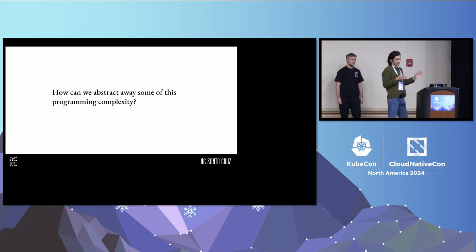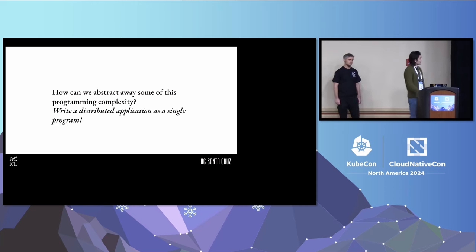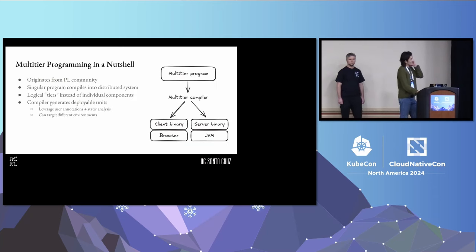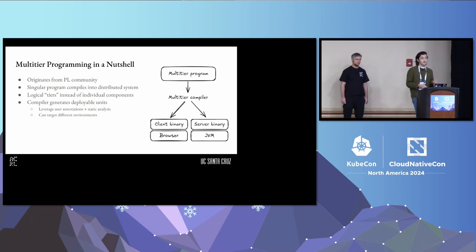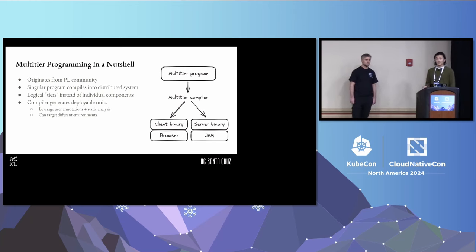There have been a variety of approaches to this question over the years, but today I want to talk about one approach that focuses on allowing developers to write their application as a single program. This is a paradigm called multi-tier programming, and it originates from the programming languages community. In multi-tier programming, a developer writes their application as one program that then gets compiled into a distributed system. And in a multi-tier program, the application logic is typically expressed in terms of the logical layers or tiers within the application. And then a compiler will use this tier information to produce a set of independently deployable compilation units that together make a distributed system.